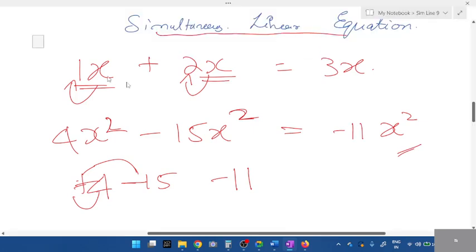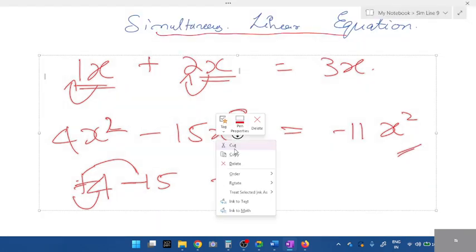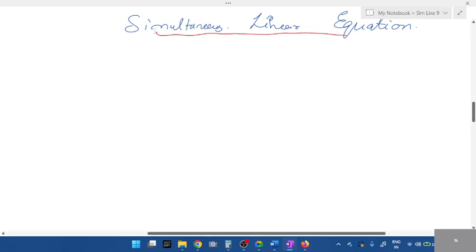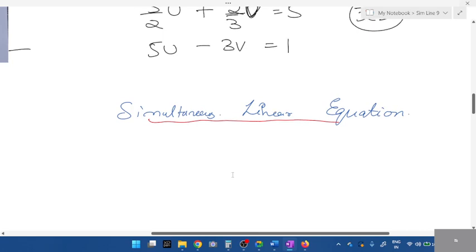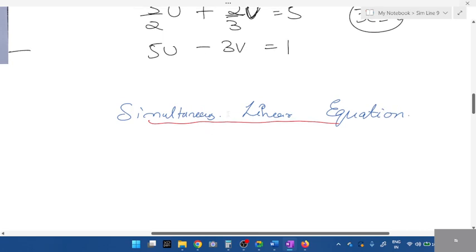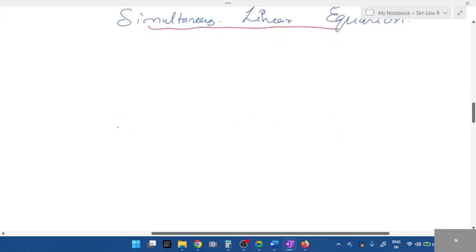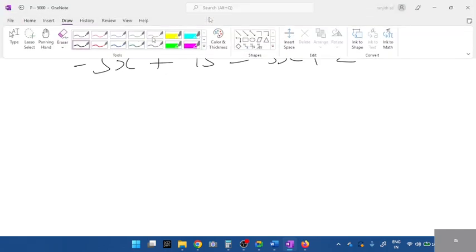Here, it has only one variable, right? Okay. Now, I'll give you two questions. Solve this. Minus 5x plus 15 is equal to 3x plus something. Will you solve this question?